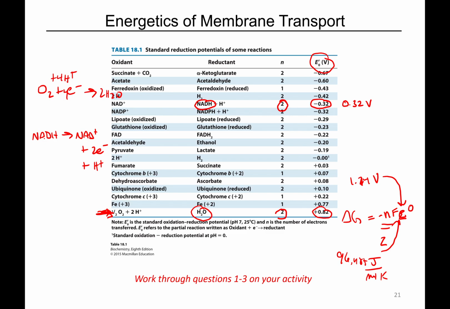Okay, so start there, do that same thing for FADH2, and you're going to see that the energy released is a little bit less because the potential for FAD is 0.22 instead of 0.32. So you're going to see you have a little bit different free energy change, and that's relevant. Okay, and then go ahead and kind of work through the next couple of questions as well.